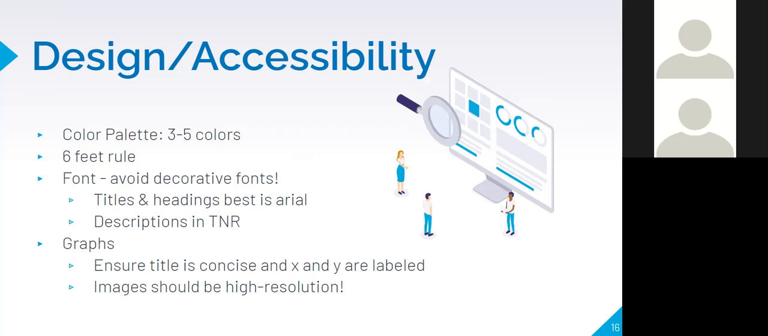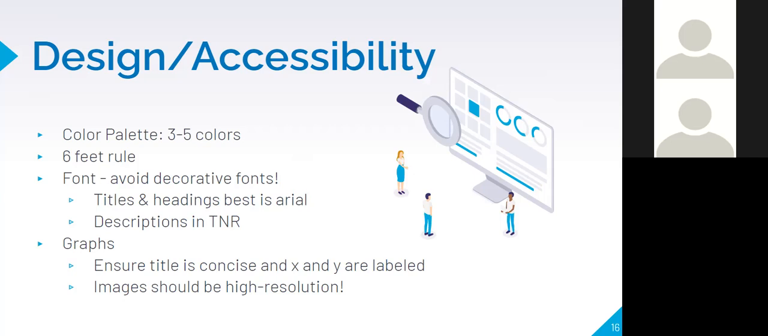So an accepted rule is that your color palette should be no more than 3 to 5 colors. You don't want to have too much activity going on. You want to keep that white space. There's a 6 feet rule, which is that all of your writing and posters or figures should be able to be viewed from 6 feet away. So you want to make sure that it's large.